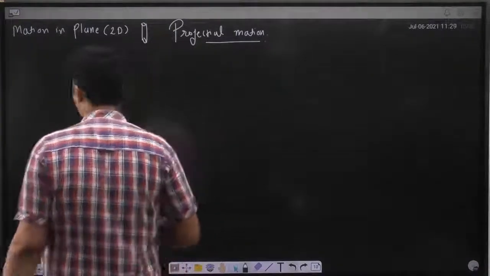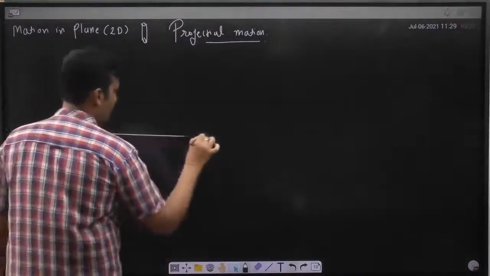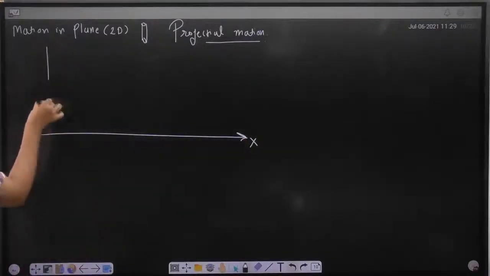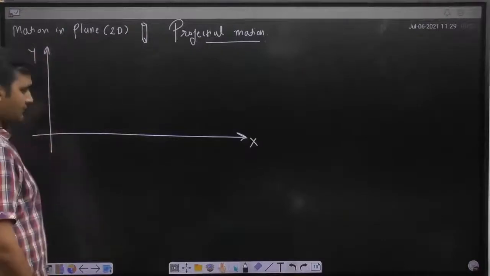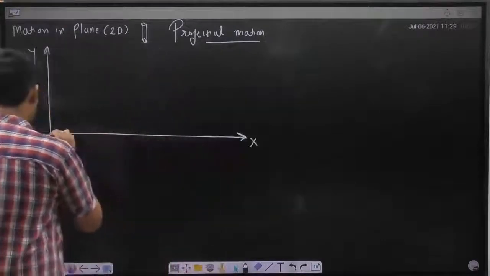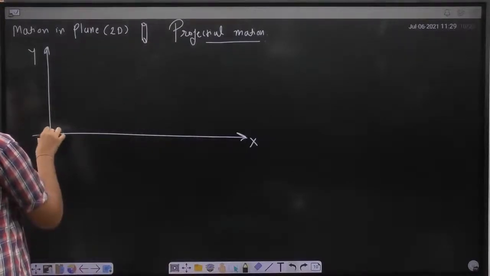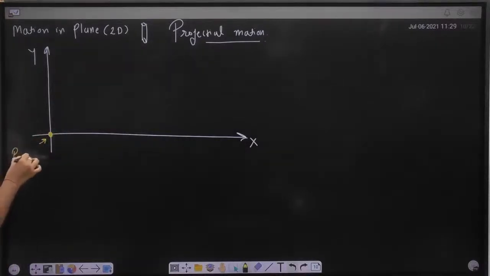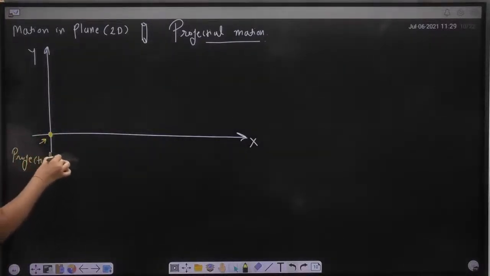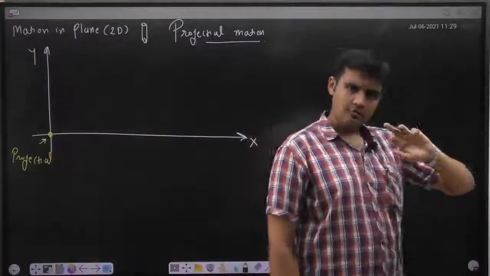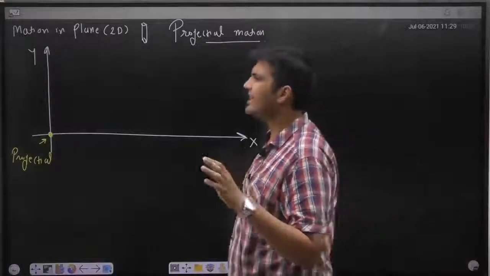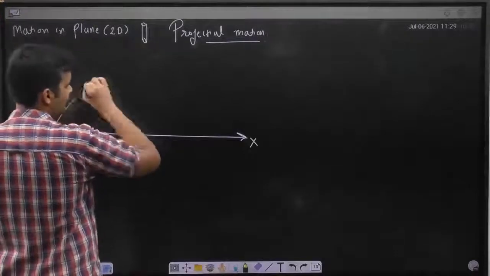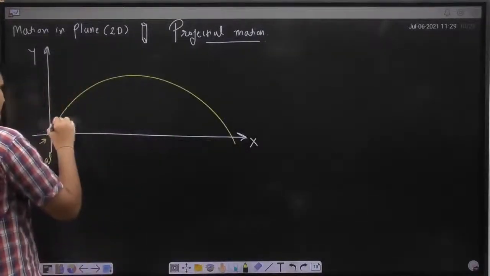So consider this is the ground, and taking this ground to be the x axis, and this is what you call your y axis. Now on this ground you have here your ball, right, and this is your projectile, which you fire. It can be anything in general, okay. And you are throwing this, and this is the kind of trajectory.